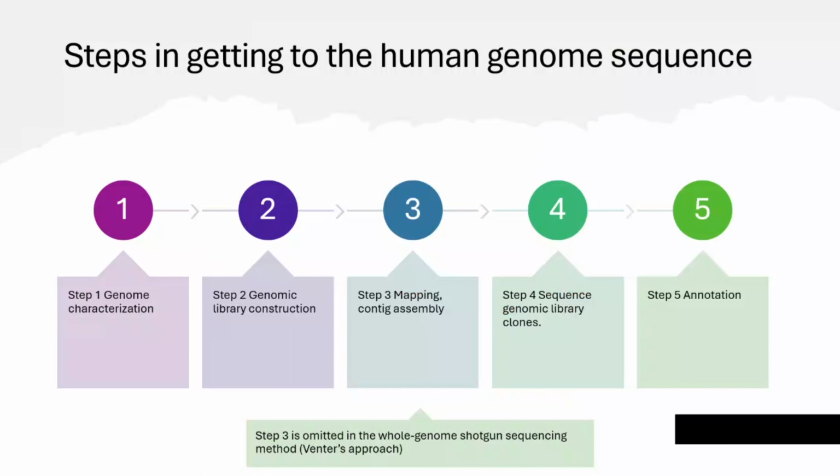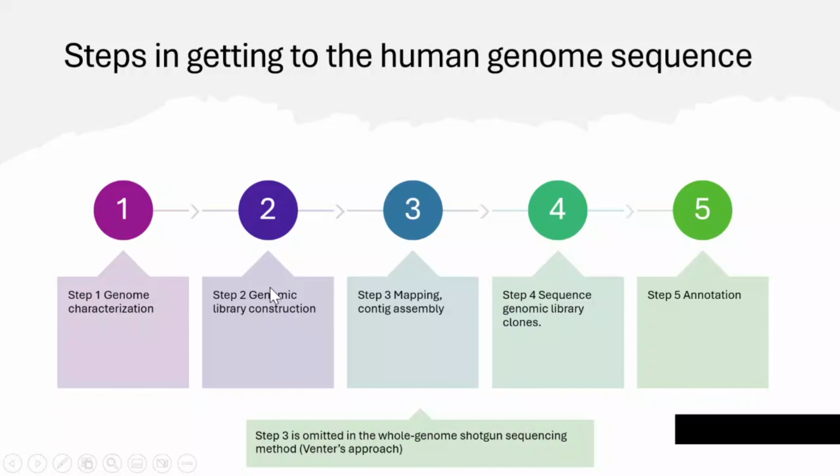Cool. So there are 5 steps where scientists went from 1 to 5 to get the actual genome. The first one, you have to characterize the genome. You have to understand what it looks like. Yeast has 16 chromosomes, but for the human, we don't know how many it has. You have to understand the shapes of these chromosomes, things like this.